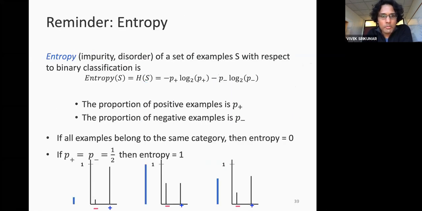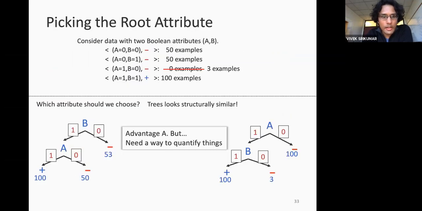Keep in mind, the most important thing that we are doing is picking a root attribute. So imagine that we have built a tree of this kind here, and we've come down to a certain node.